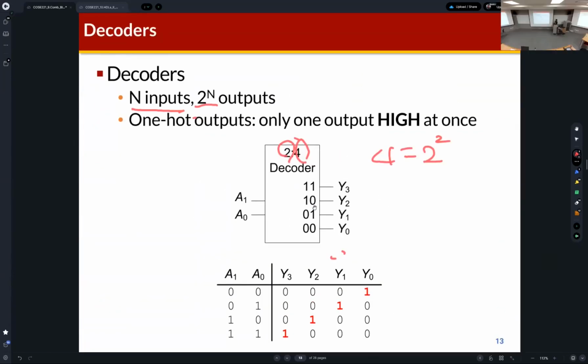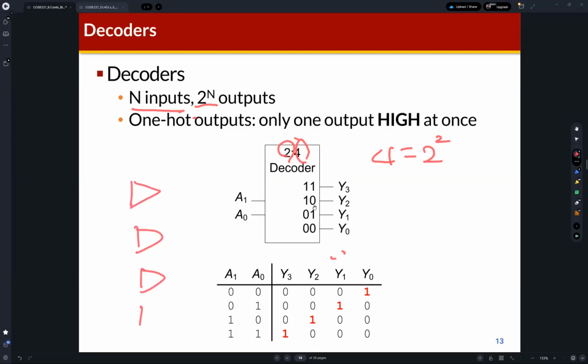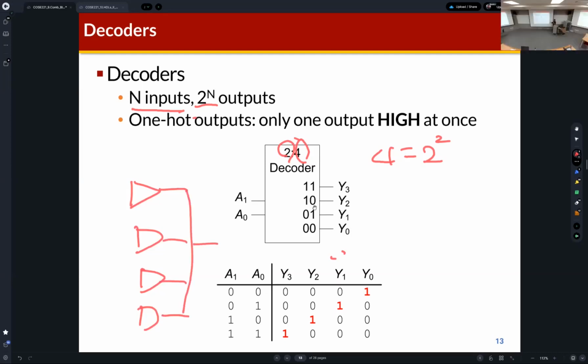So we can use a decoder for tri-state gates. For example, there are 4 tri-state gates, and the outputs of the tri-state gates are connected to one output. Then we can select one of these tri-state gates based on the input values.